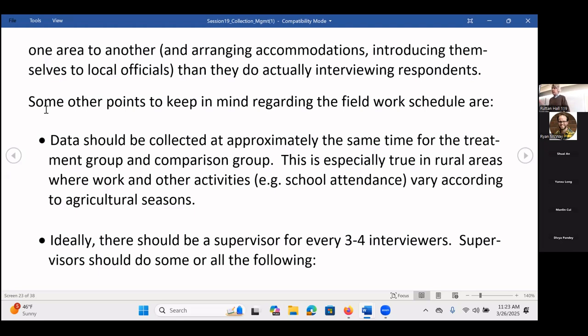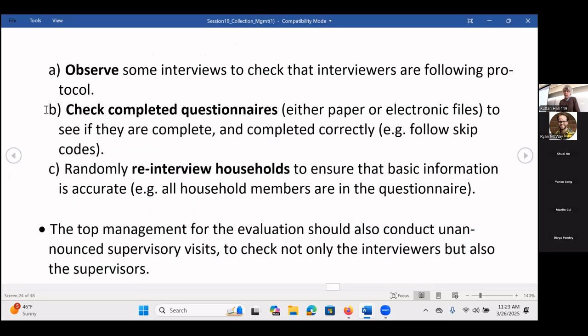I haven't mentioned much about supervisors, but it's very important to have supervisors who check on the interviewers' work. In extreme cases, you're going to have one supervisor for every two interviewers, but one for every 3 or 4 could be enough. What do the supervisors do? They watch the interviewers doing their work, making sure that they're doing the things they were instructed to do in their training. Then they check completed questionnaires, either electronic or paper, to see that they're fully filled out and completely correct.